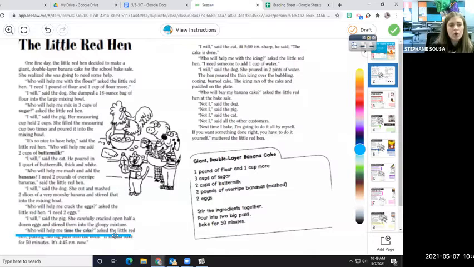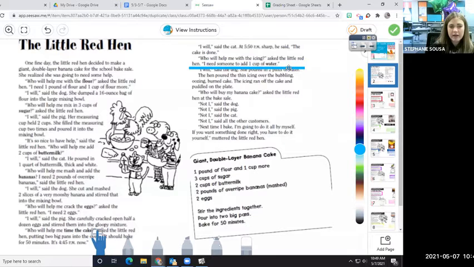Who will help me time the cake? Asked the Little Red Hen. Putting 2 big pans in the oven, it should bake for 50 minutes. It's 4:45 p.m. now. I will, said the cat. At 5:50 p.m., he said, the cake is done. Oof, that's more than 45 minutes. That's a burnt cake.